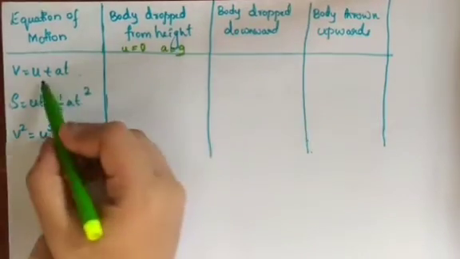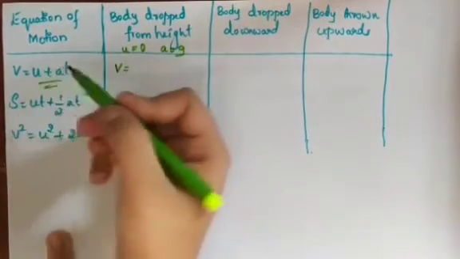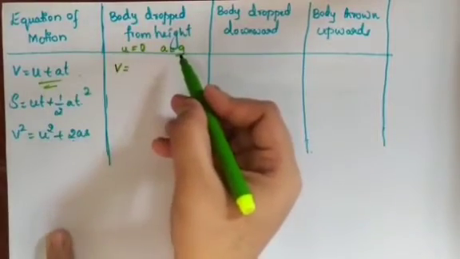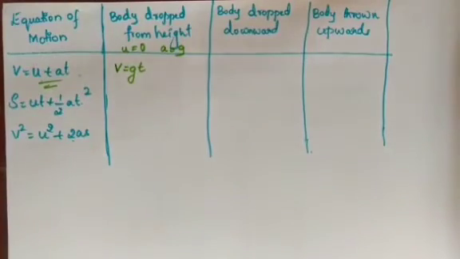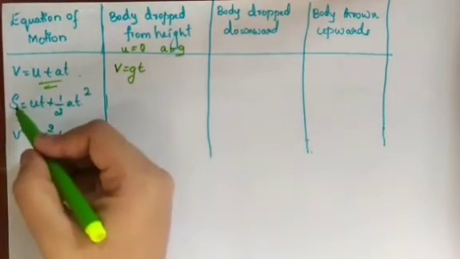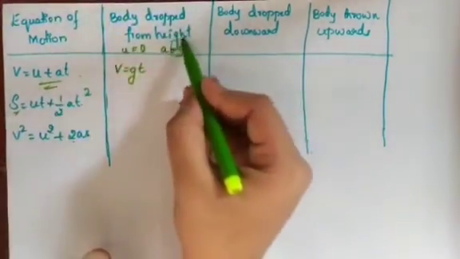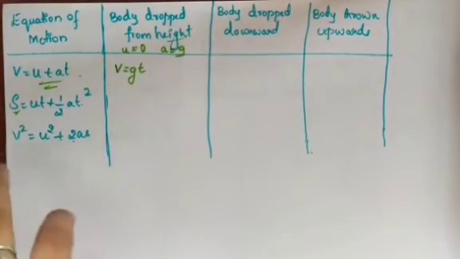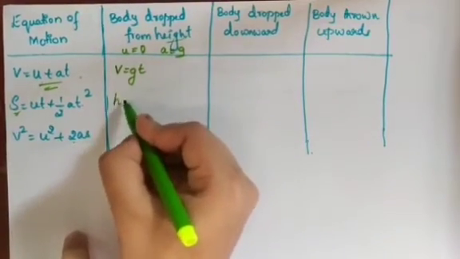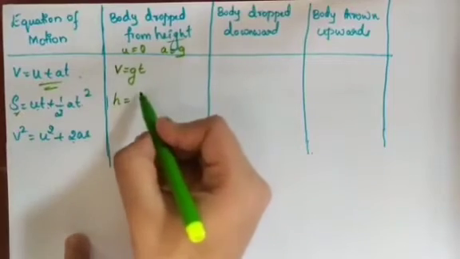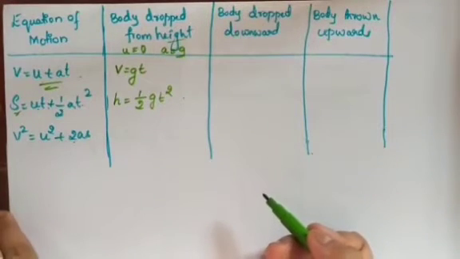And what happens to the first equation of motion? V is equal to u plus at; u is 0, so I'll neglect it. A is nothing but G, acceleration due to gravity, so V equals G into T. Second, in place of S, distance, I'll consider height, because the body is dropped from a certain height. So here H equals UT, where 0 into T is 0, plus half G T square. So H is equal to half G T square.